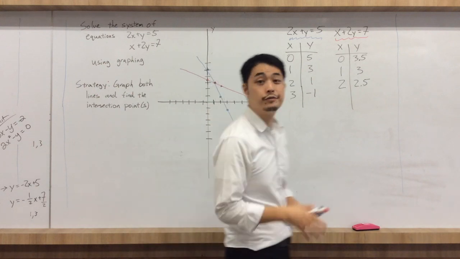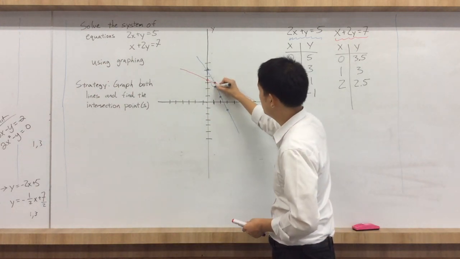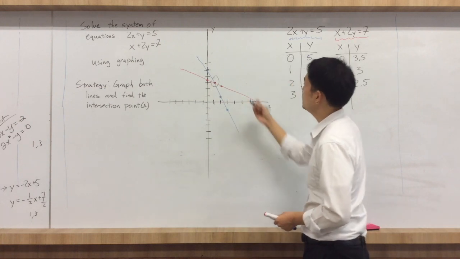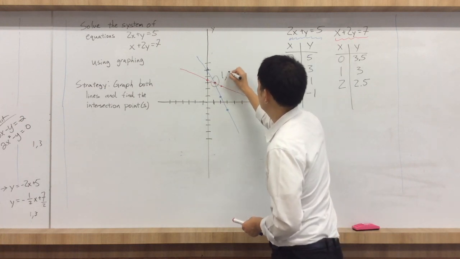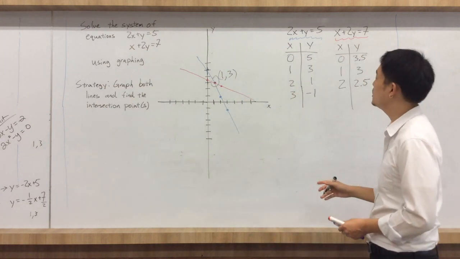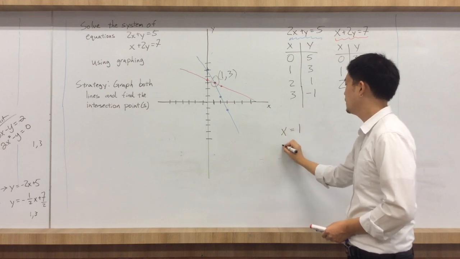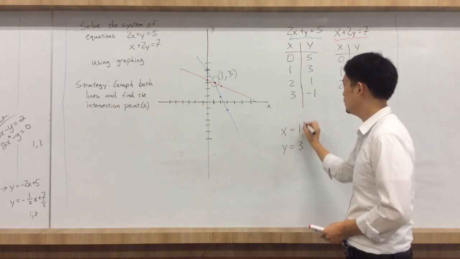Now the last thing we have to do is find the intersection point, which we've already found. It's right here. And this point is 1, 3. So our answer for our system of equations in this case is going to be x equals 1 and y equals 3.